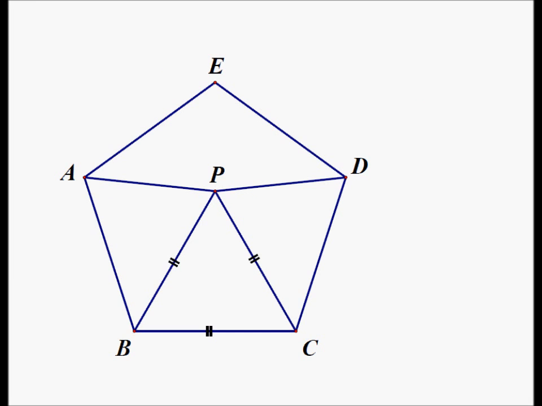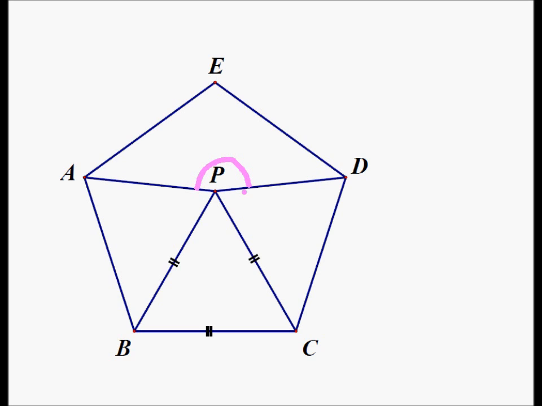So basically this is the same picture enlarged. We have a regular pentagon ABCDE and an equilateral triangle BCP, and we need to find the measure of the obtuse angle APD, not the reflex angle, which is this angle.